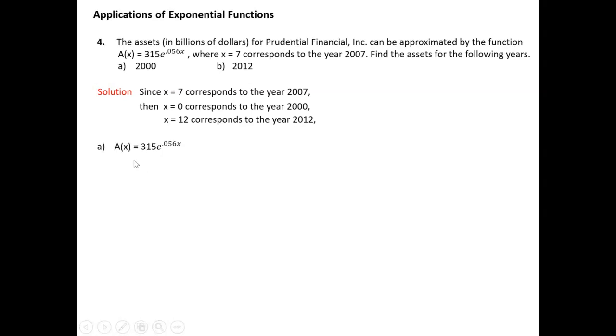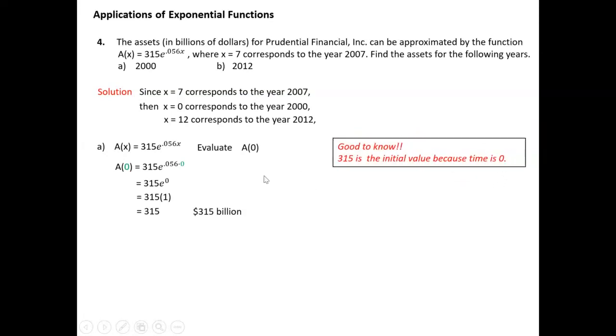So for A part, I'm going to evaluate a of 0, which means I'm going to plug in 0 for every x. You see in green. So e to the 0.056 times 0 will give us 0, right? So e to the 0 will give us 1. And 1 times 315 will give us 315. So this will be 315 billion because the assets are in billions of dollars.